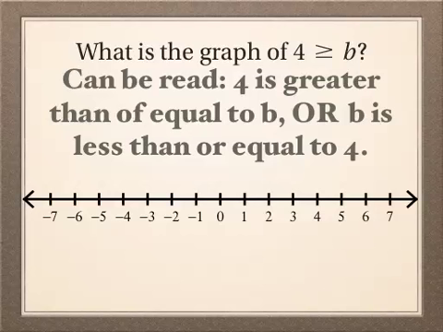When you read it, b is less than or equal to 4, first of all, we know we need a closed circle because it's less than or equal to or greater than or equal to. And then we know that we need to shade it to the left. We need to shade in all of the numbers that are less than 4 because b has to be less than or equal to 4.